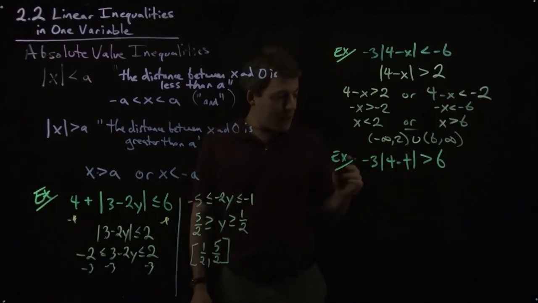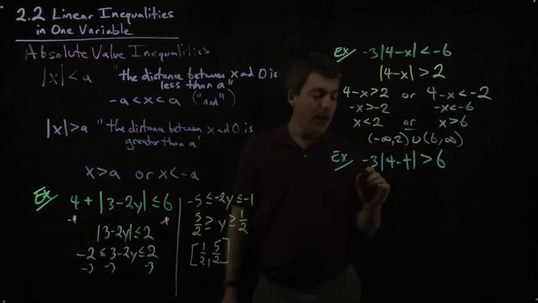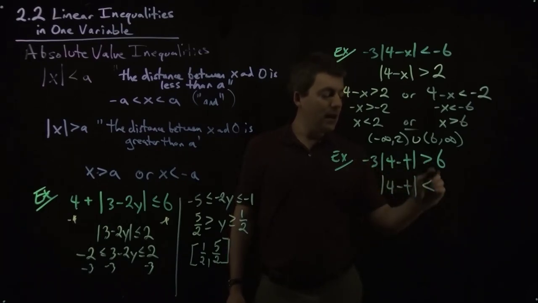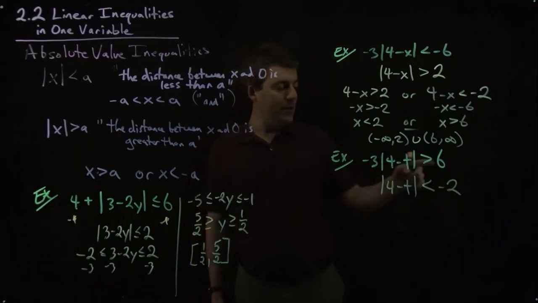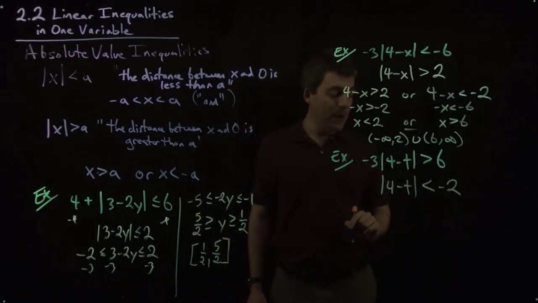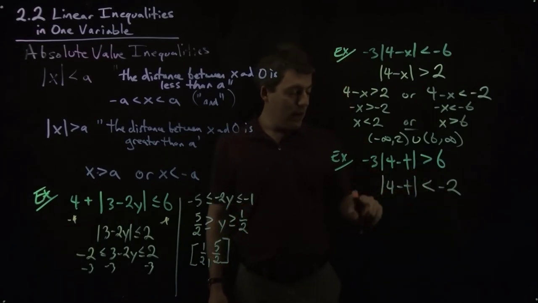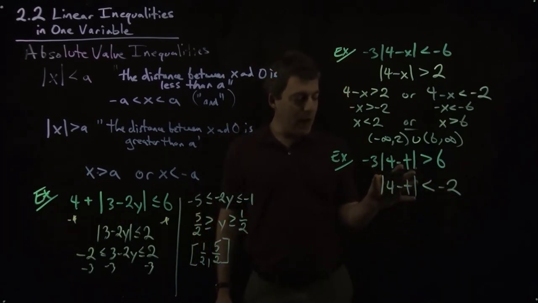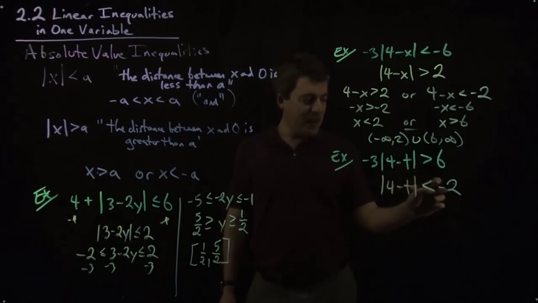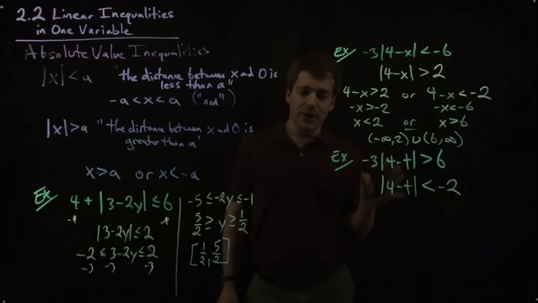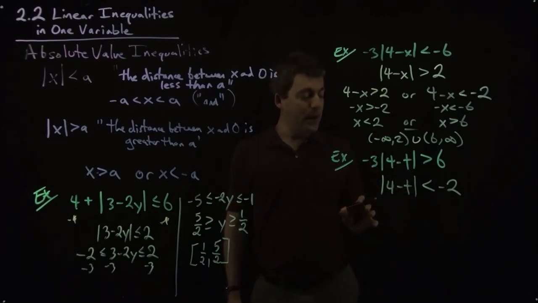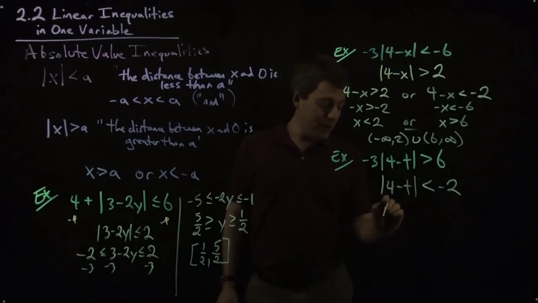All right, let's look at this last one here. Again, we need to divide by a negative number. That means we're going to switch the inequality symbol. So 4 minus t in absolute value is less than 6 divided by negative 3, which is negative 2. And here, if we look at this inequality, the absolute value is said to be less than a negative number. We know an absolute value cannot be negative. It's always 0 or some positive number. So we know right away this has no solution.